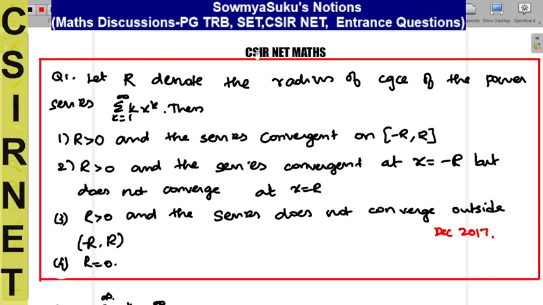Hi dears, today we will see CSIR NET max problems from real analysis. First question: let R denote the radius of convergence of the power series summation k equal to 1 to infinity k x power k. Four options are given.